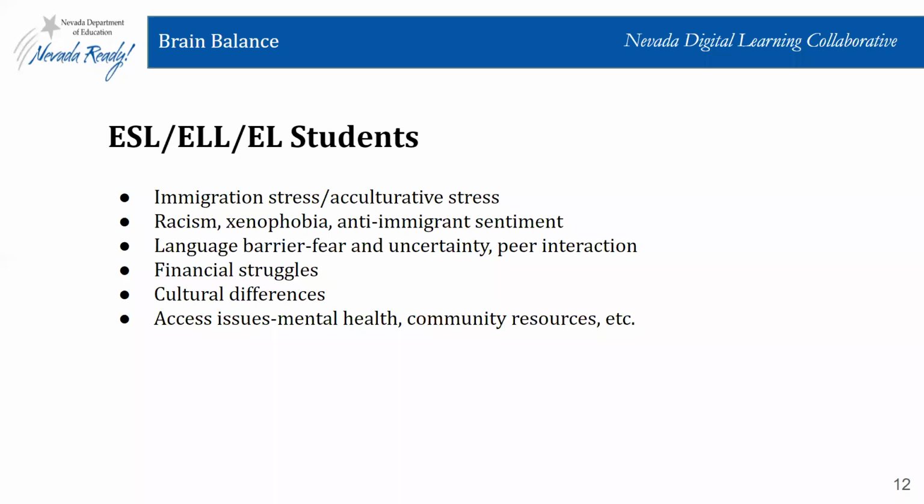And then when we're thinking about a specific subset of our students, in particular the students who are learning English, there may be other stresses and traumas that they're facing. For example, there might be immigration stress or acculturative stress, racism, xenophobia, anti-immigrant sentiment within their communities. The language barrier itself can produce fear and uncertainty, especially as we're talking about peer interactions. There might be financial struggles, cultural differences for sure. And then there are possibly access issues, so the parents, whether due to their language or if they are new immigrants to the country, may have problems gaining access to mental health services, community resources, etc.